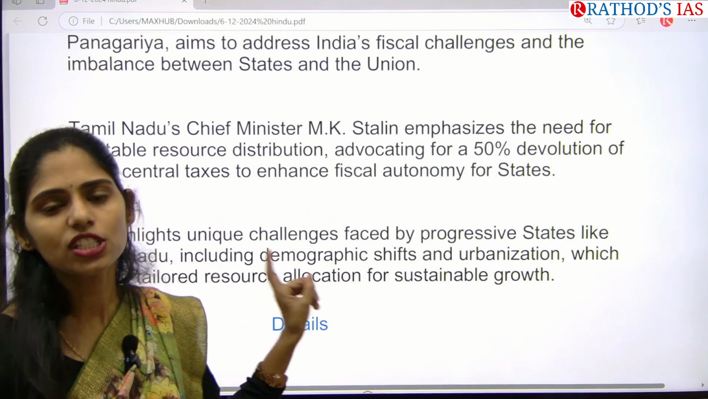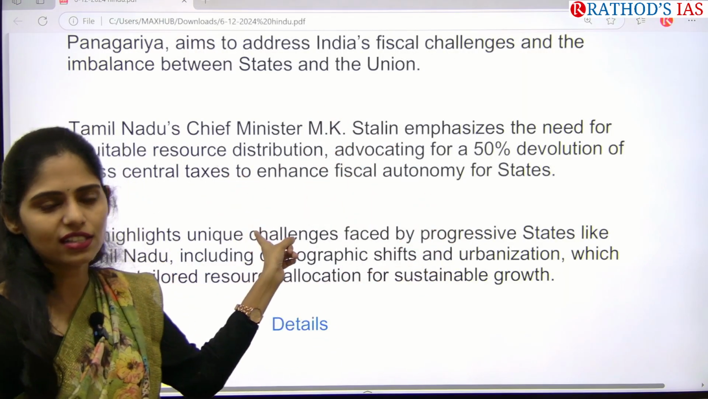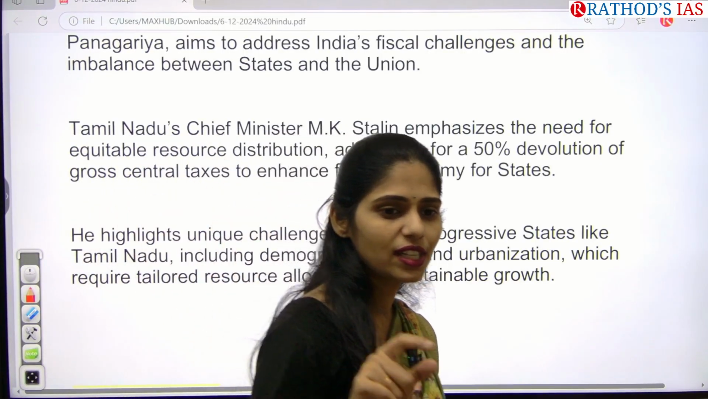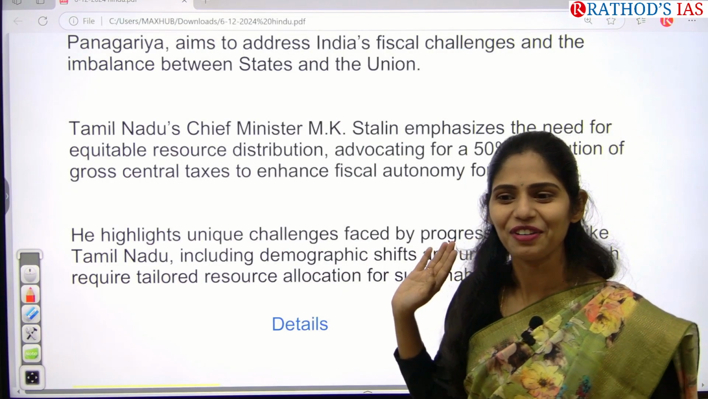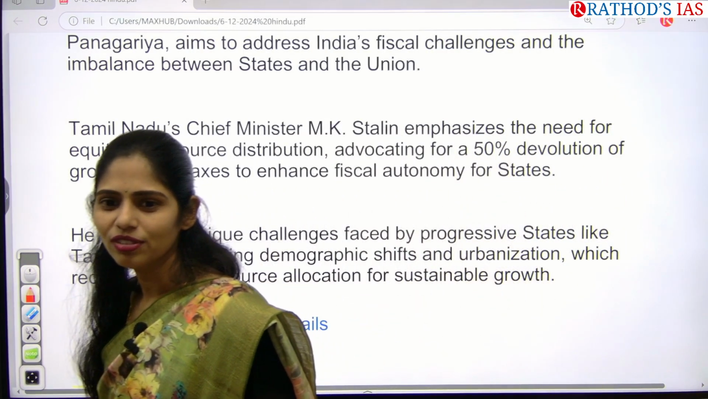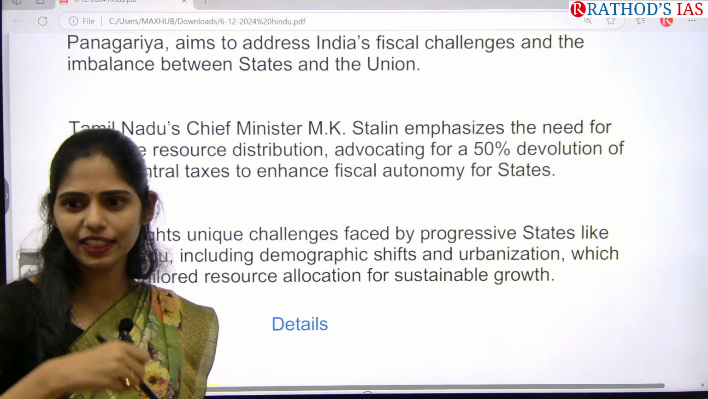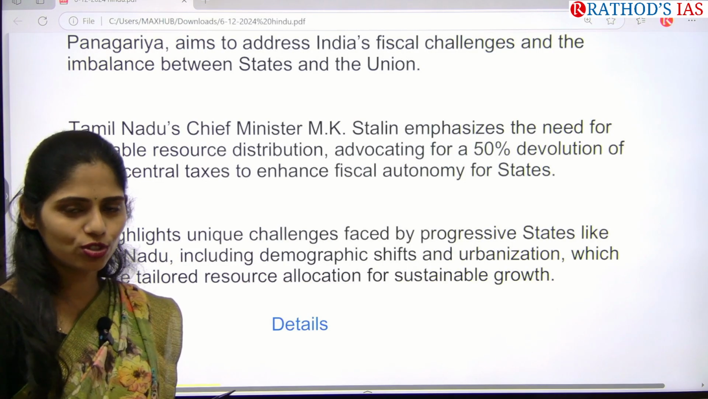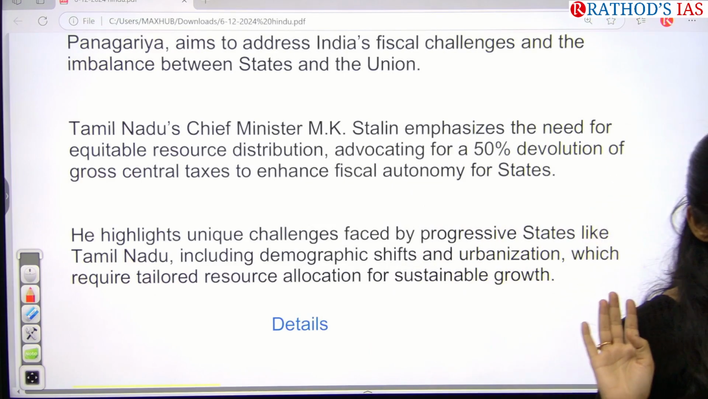So here, the Chief Minister of Tamil Nadu is saying that we need 50% devolution of taxes, so that it will be helpful for the financial autonomy of states. We discussed this point, I think, 1 month ago, on 18th November. Okay. So whenever you are reading something, it will obviously be interconnected, at least within 1 month. So you have to revise those topics, so that only then can you write a multi-dimensional answer, or else you can't.